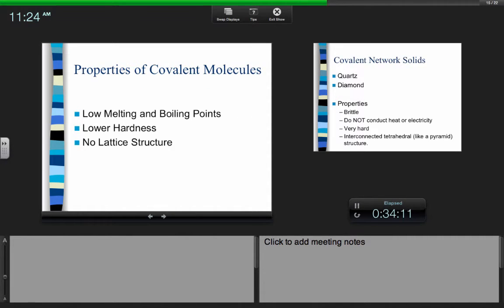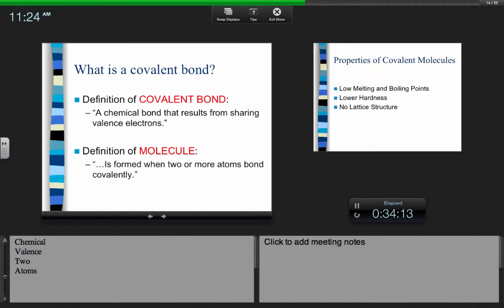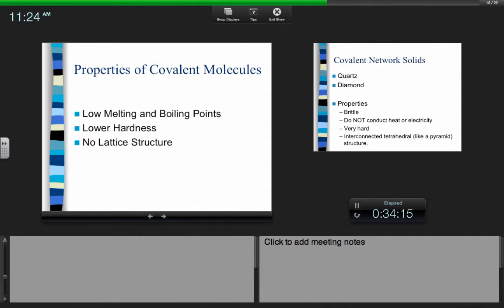All right. The only thing you need to understand, you can go online, ladies and gentlemen, if you need to. At the end of the day, covalent substances are almost completely opposite ionic substances. Instead of having high melting and boiling points, they have low melting and boiling points. Instead of being really hard, they're not so hard. And they don't have a lattice structure. So if you know ionic, you know covalent because it's everything opposite.